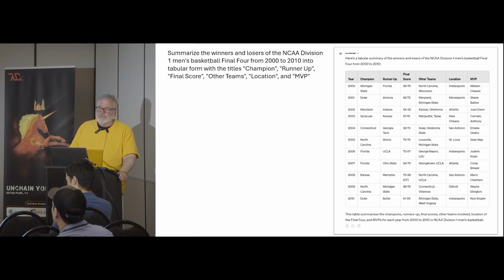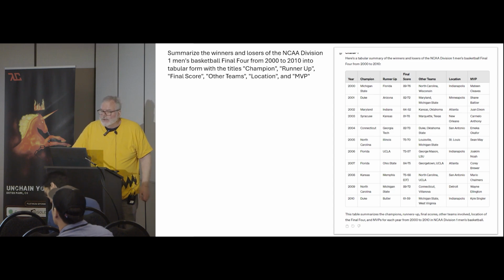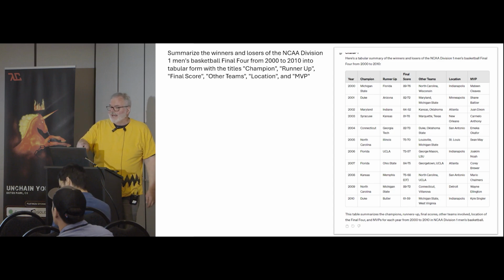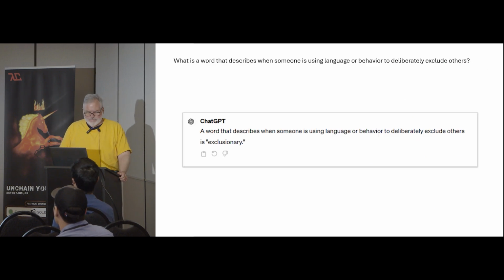This is really cool. Summarize the winners and losers of the NCAA Division I men's basketball Final Four for 2000 and 2001 into tabular form with titles champion, runner-up, final score, other teams, location, and MVP. I truncated this. I actually had it output in tabular format as well. And it gave it in this tabular form, which is really, really cool. The output options are awesome.